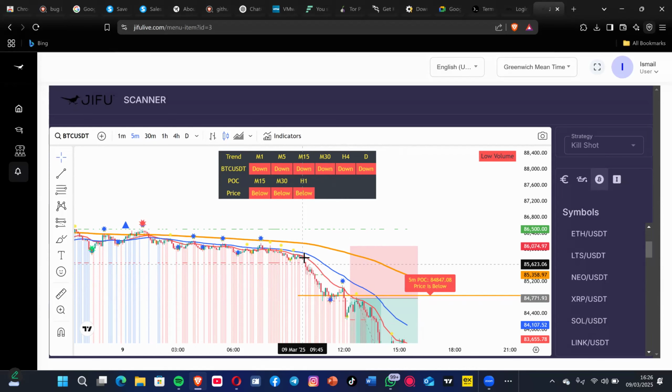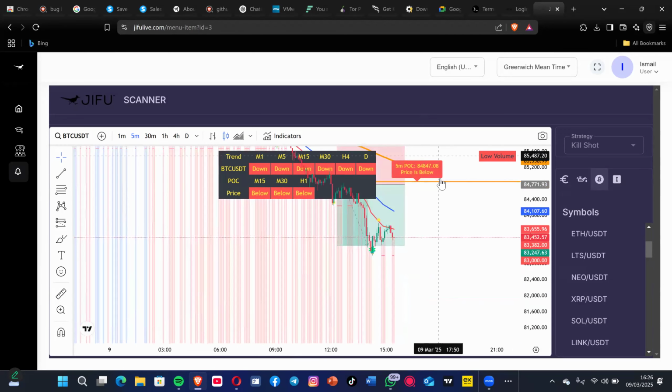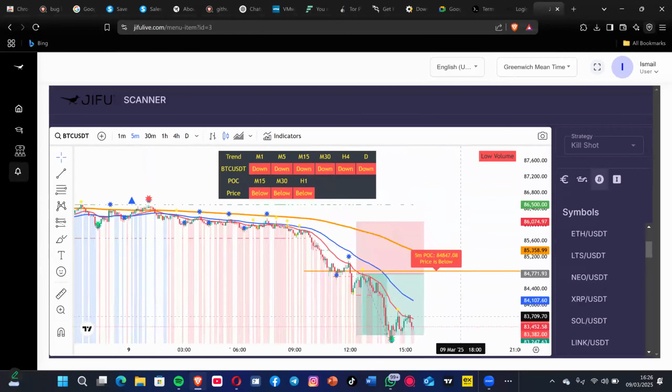But you have to make sure that the trend is either uptrend or downtrend. So if it's uptrend, you look for buy. Even if it's showing you sell, don't sell. Okay? Ado, do you have any question regarding this?